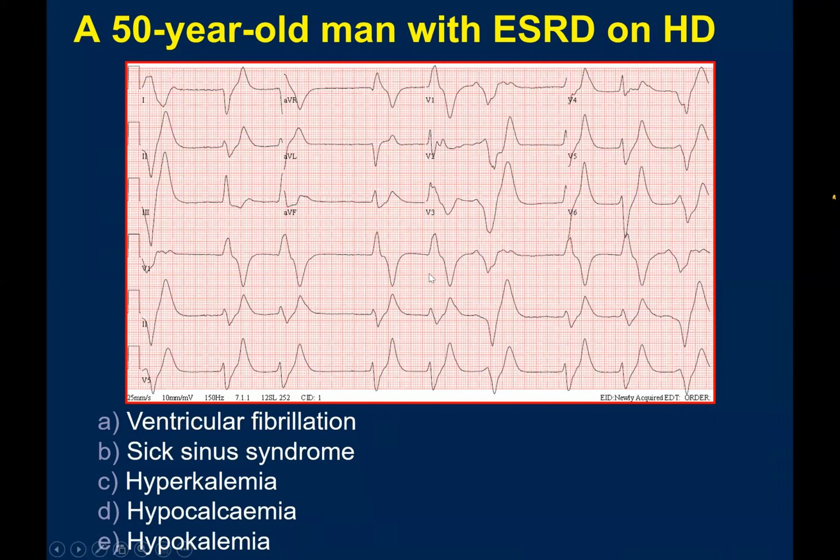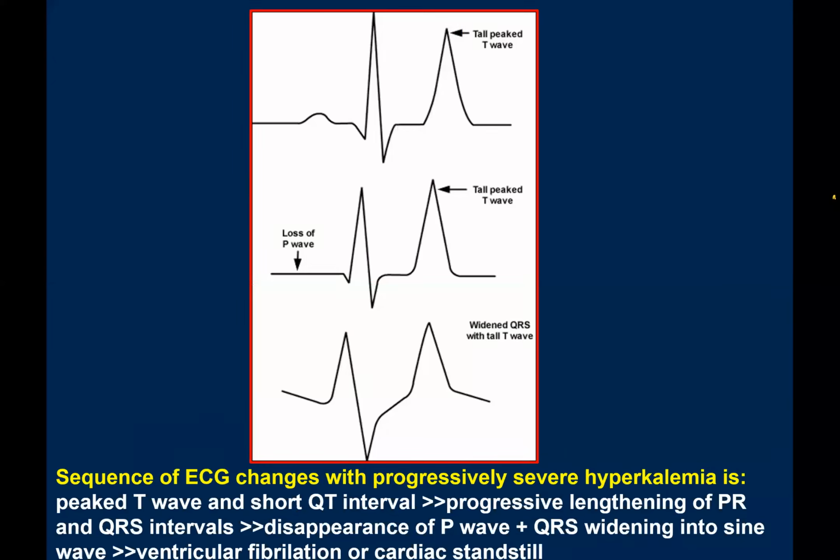When you see this, we call it a sine wave, but actually a very slow sine wave. Usually it's faster than this, just because the potassium level is high. When you see a wide QRS complex like this, even if it's tachycardia, we think of a potassium level of more than 7.5. I'll explain the changes of hyperkalemia in a minute.